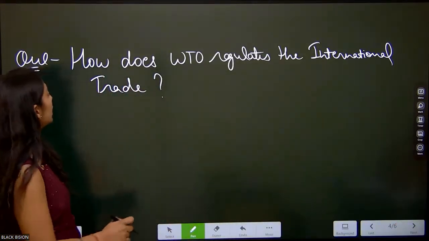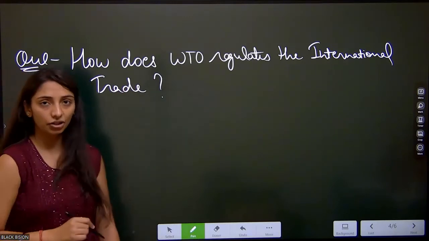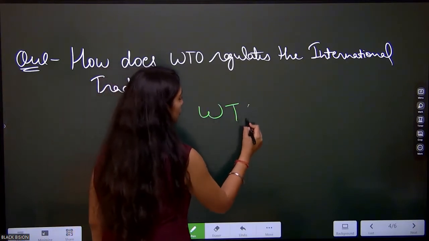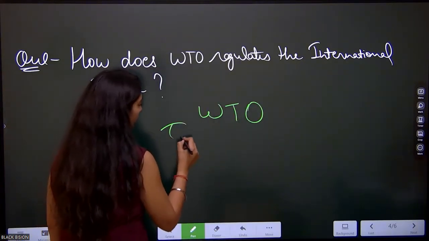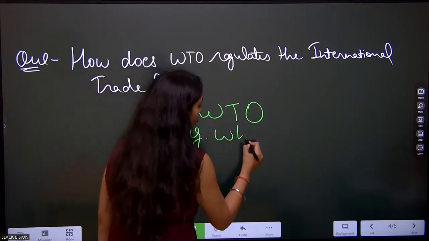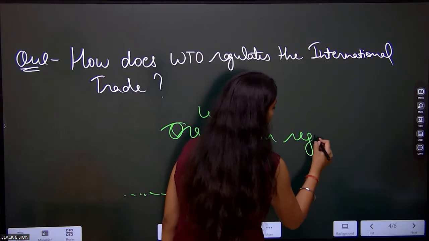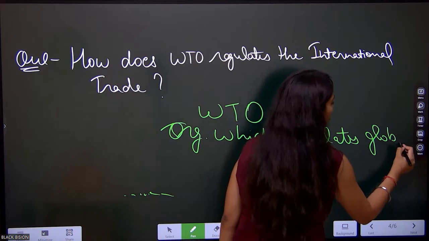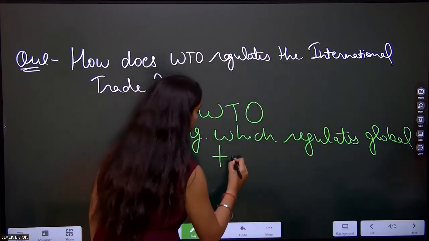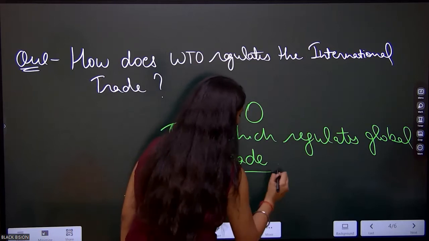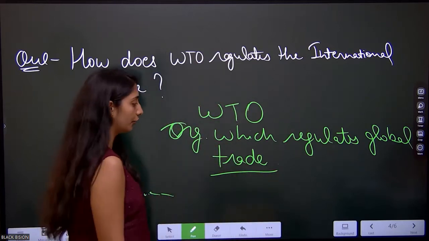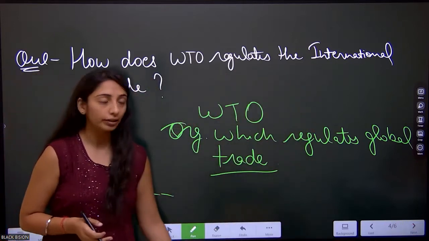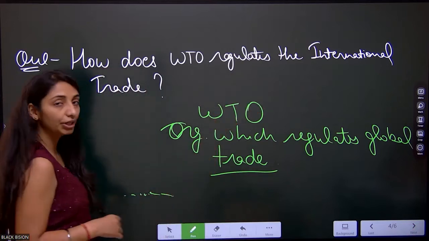So our question is, how does WTO regulate the international trade? As we have already discussed the basic concept of WTO, it is an organization which regulates global trade. In simple words, it is an organization which regulates global trade. So, our question is, how does it do that? It regulates the international trade, but how?